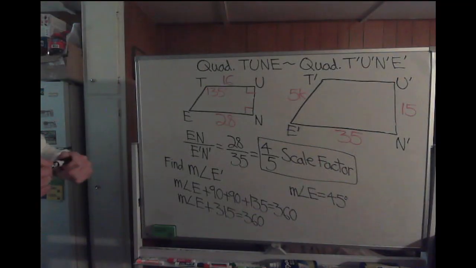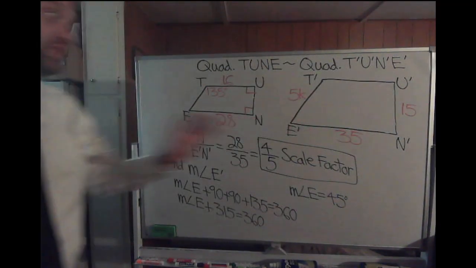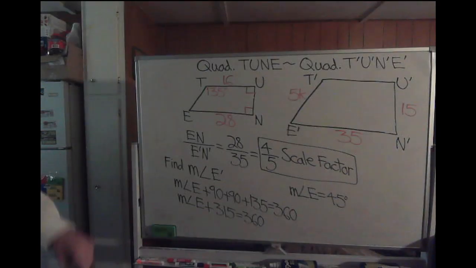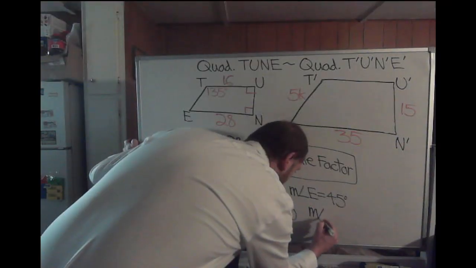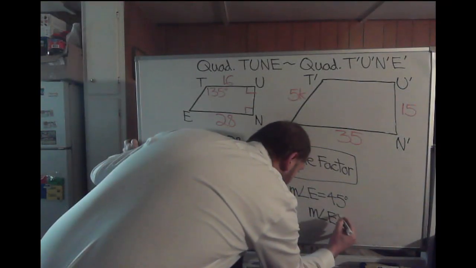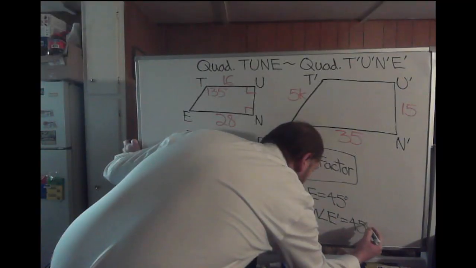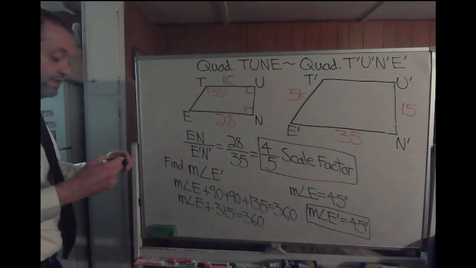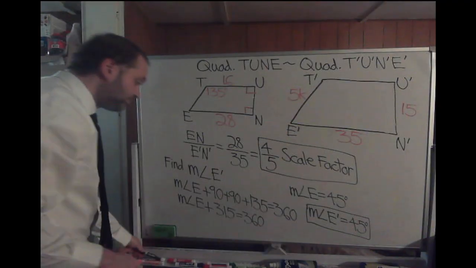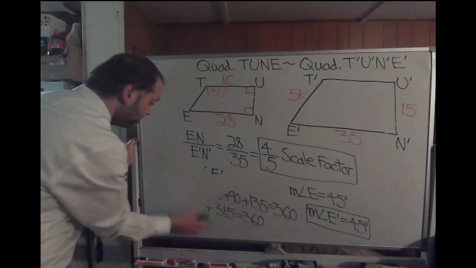So if the measure of angle E equals 45 degrees and these two polygons are similar polygons, that means the measure of angle E prime also has to be 45 degrees, since corresponding angles are congruent between similar polygons. So the measure of angle E prime would also be 45 degrees. Okay.